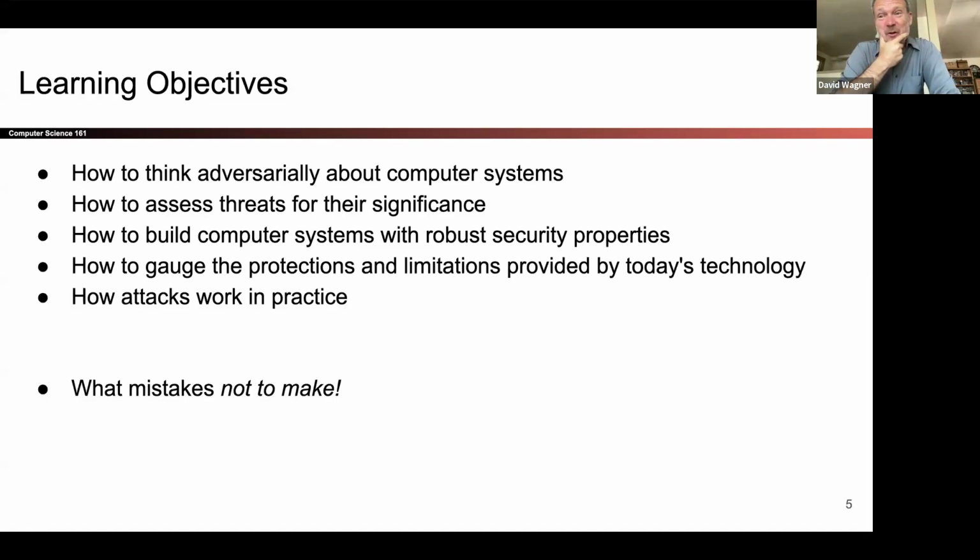Goals for this class. I want to help you practice how to think adversarially about computer systems, how to think about what ways bad guys might try to exploit them, and then what you can do to stop that, how you can evaluate potential threats, how you can build systems that will be secure and will defend against hacks and protect people's privacy and be safe and secure. I can't fully teach you about all the limitations and strengths of today's technology, but give you enough of an idea that you could explore these things on your own and assess them yourselves.